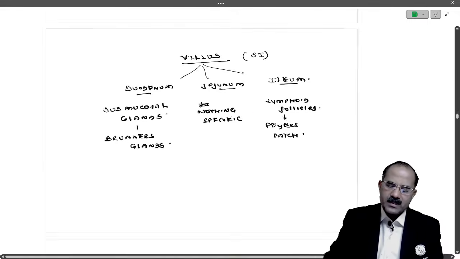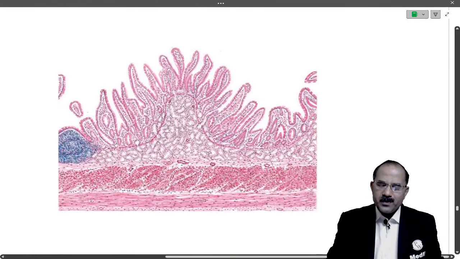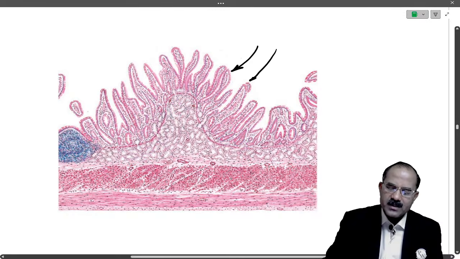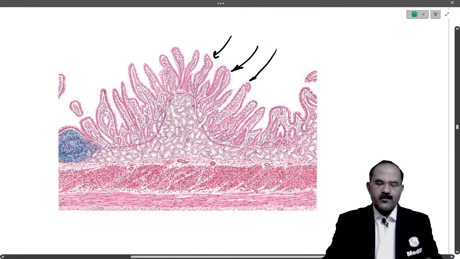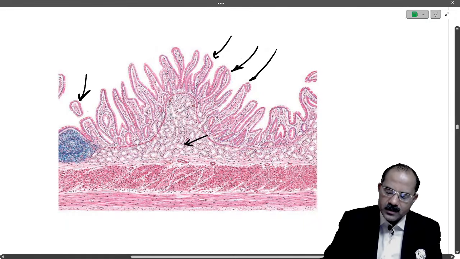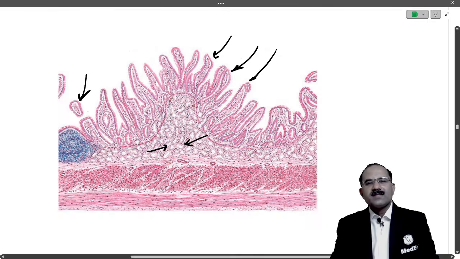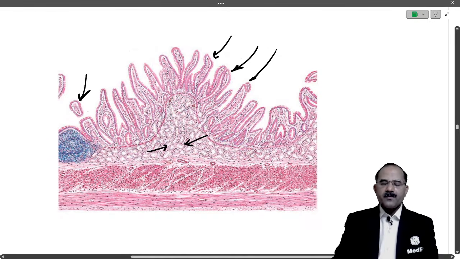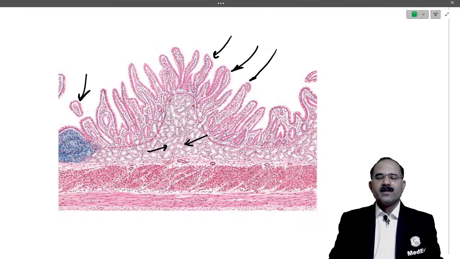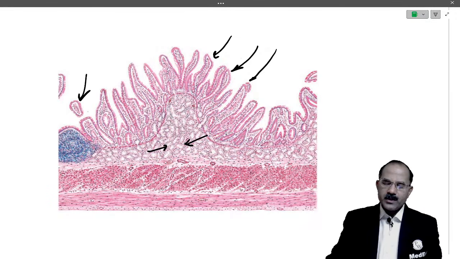Perfect. Have a look at this. Look, this is beautiful. What is this? These are finger-like projections. These are the villi. You'll get cut villi also, villi in cut form. And I focus on this. What is this? These are the submucosal glands. Okay, clear? Tongue-like villi, that's fine. So this is duodenum. This is duodenum.